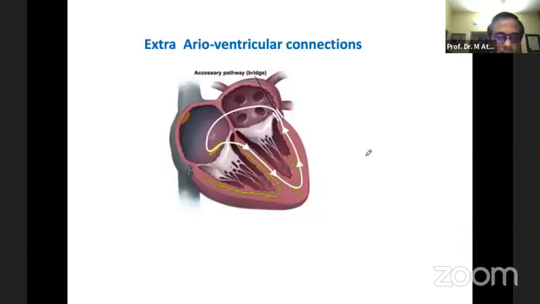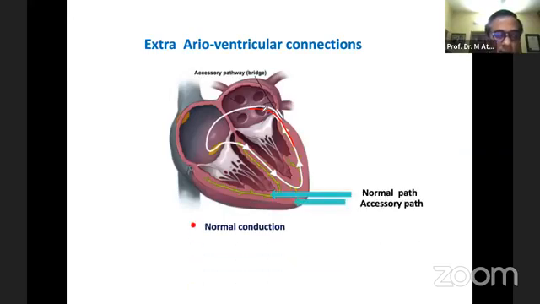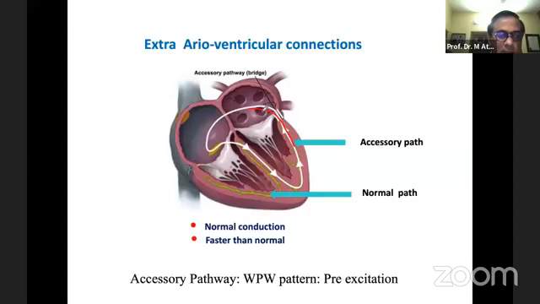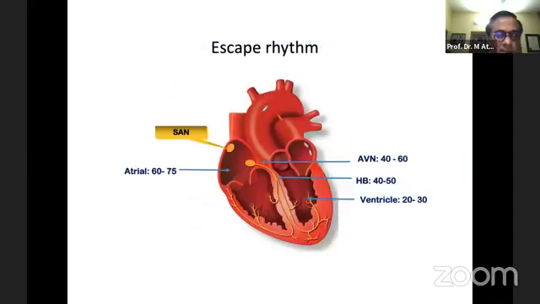But in some abnormal situations, there may be another pathway. This is the accessory pathway, an additional pathway. This is the actual pathology of WPW syndrome, when there is an extra electrical connection between the supraventricular and the ventricular part. This is the abnormal connection. When it is present, it produces the disease.